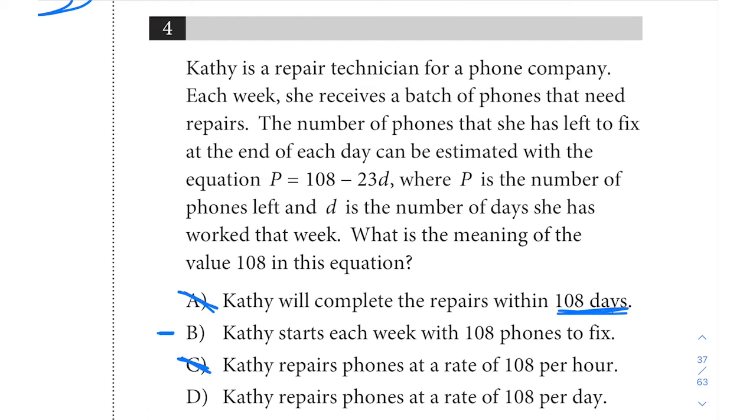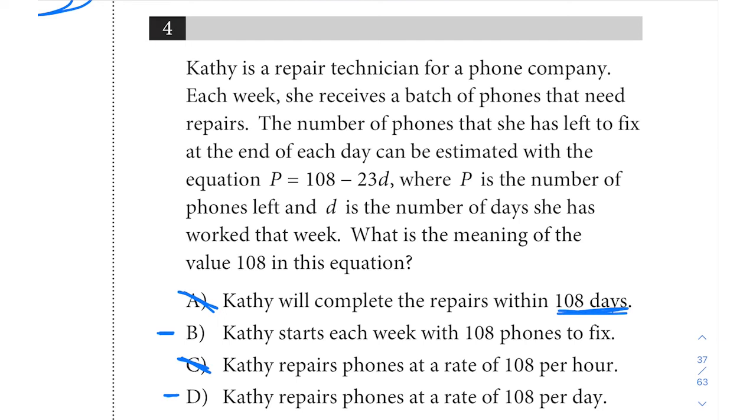And then the last answer choice, Kathy repairs phones at a rate of 108 per day. Seems like a lot, but maybe a little bit more manageable. So here, we're looking at answer choices B and maybe answer choice D that could be realistic. And now we want to look at the actual math of the question.